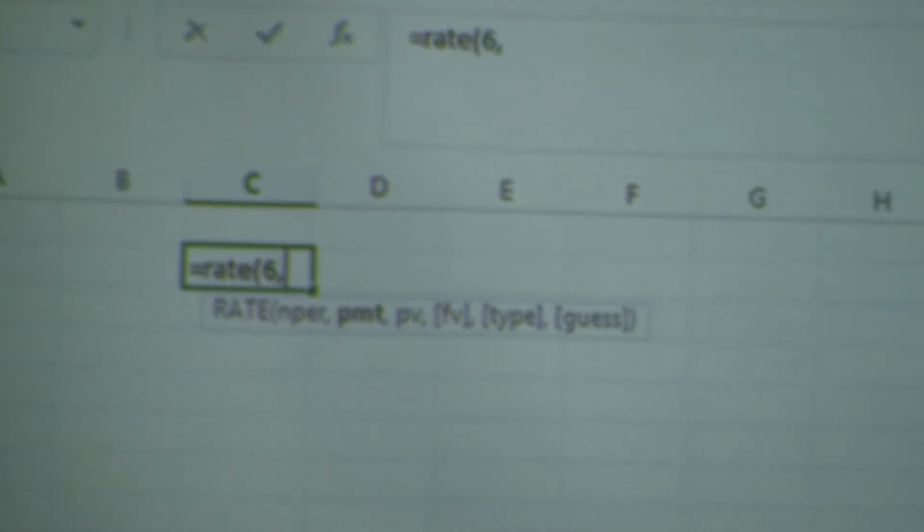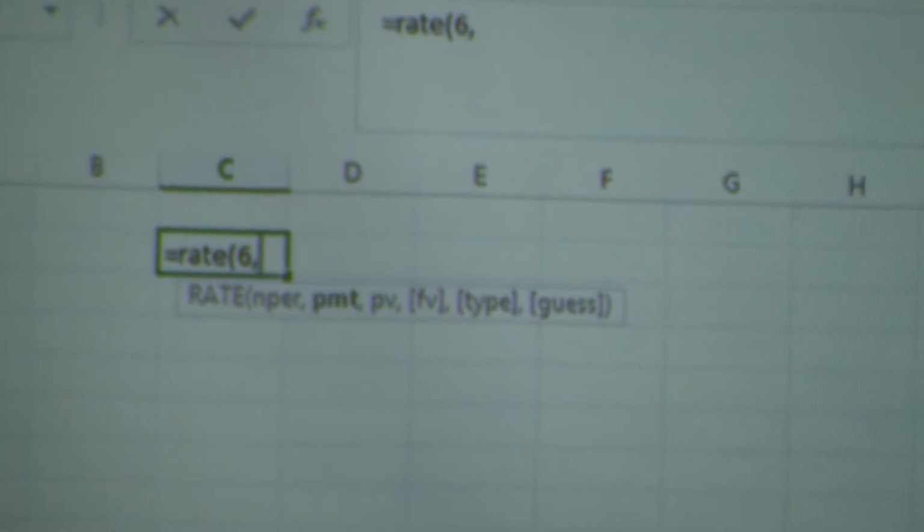So what do we know? We know the number of periods was from 2000 to 2006, so there's 6 years there. Was there a payment involved in there?